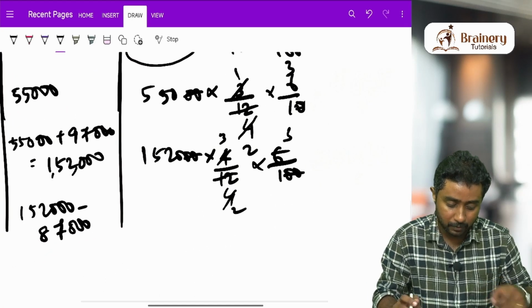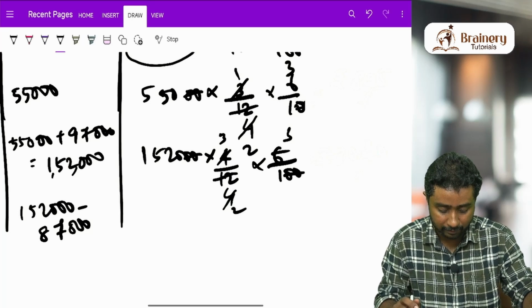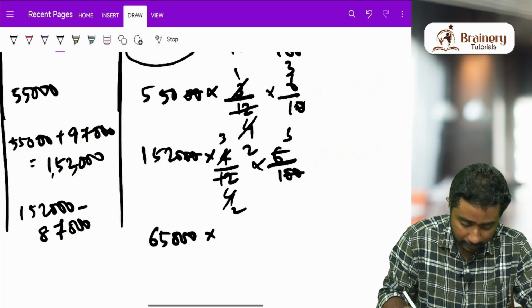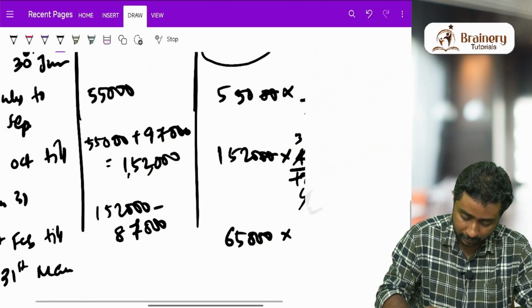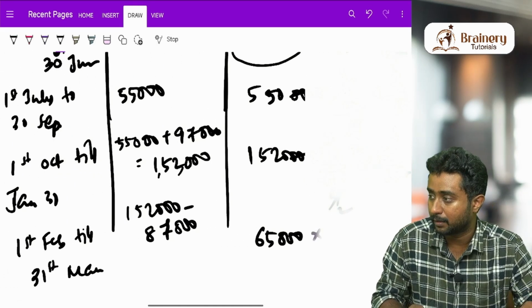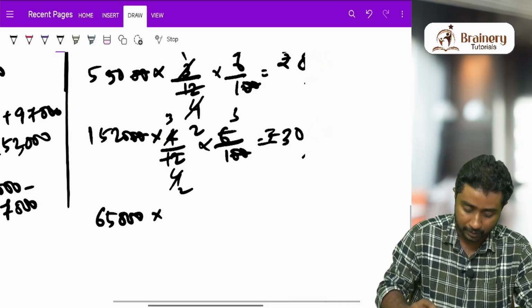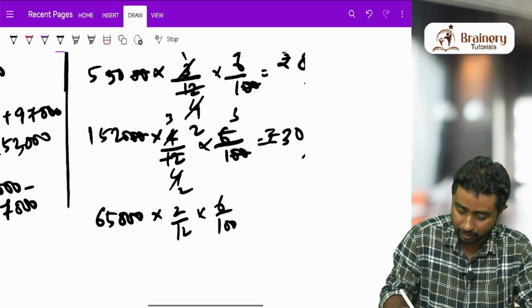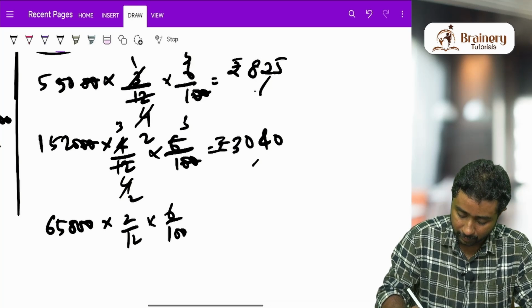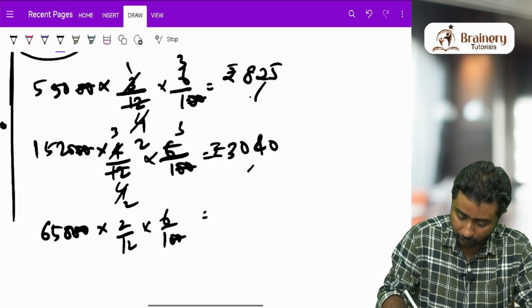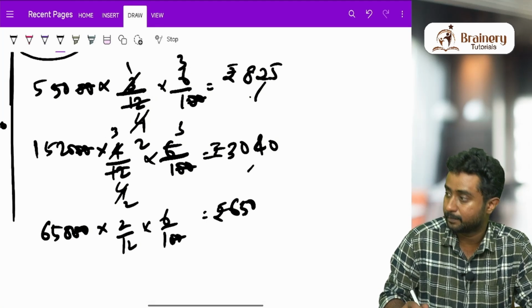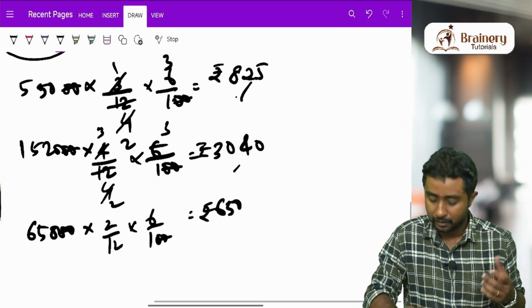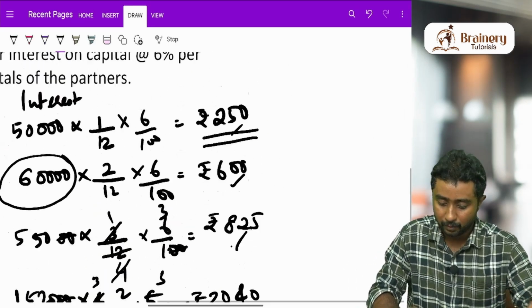Now the last one, 1,52,000 minus 87,000. How much will you get? 65,000. Again 65,000 for how many months? 1st February till March 31st. That means February full, March full. So 2 by 12 into 6 by 100. You need to calculate that. So basically you will get rupees 650.